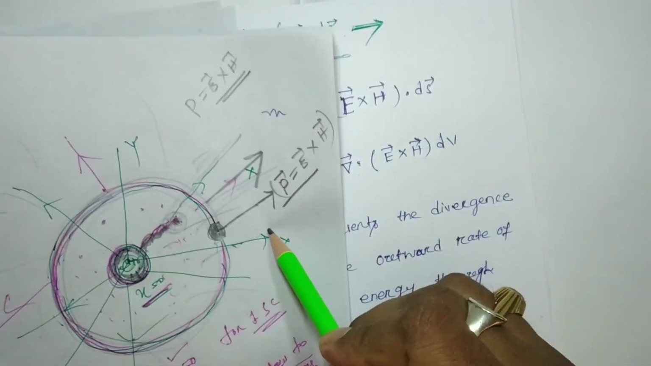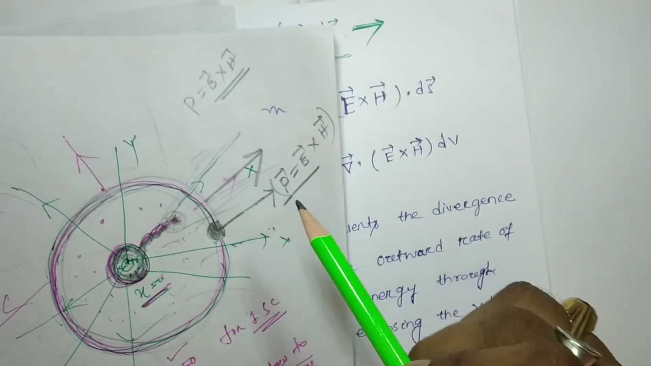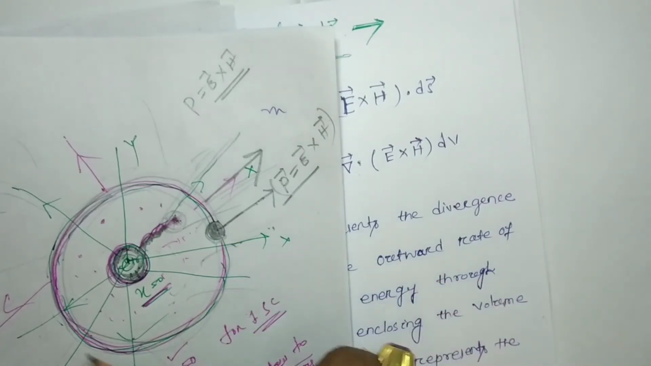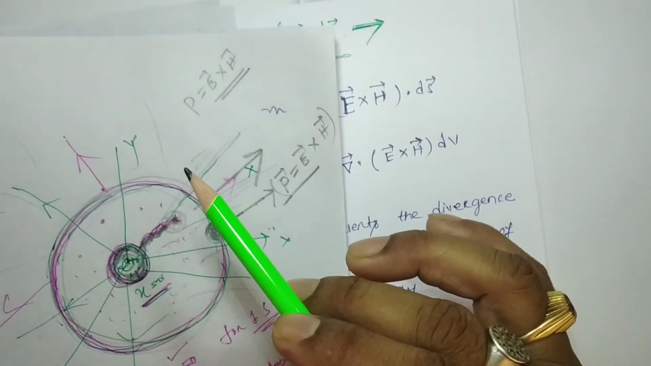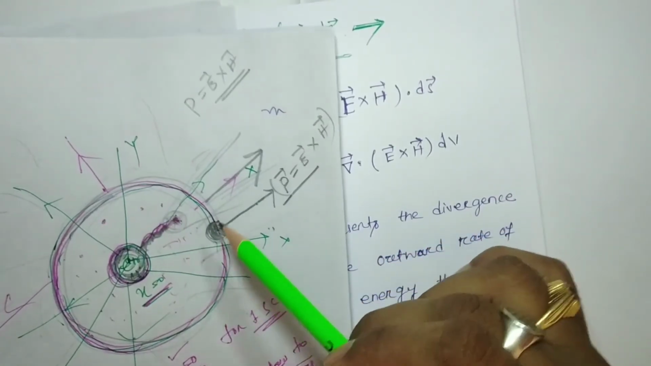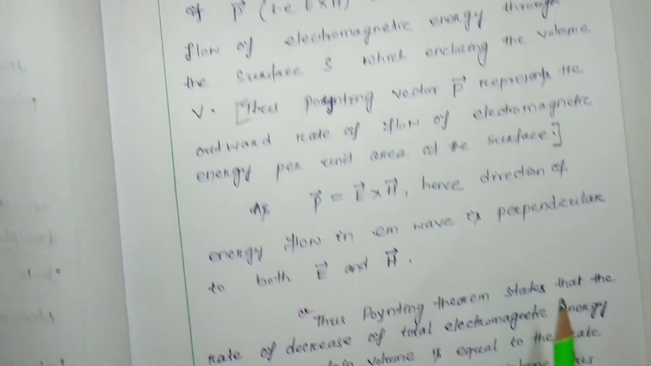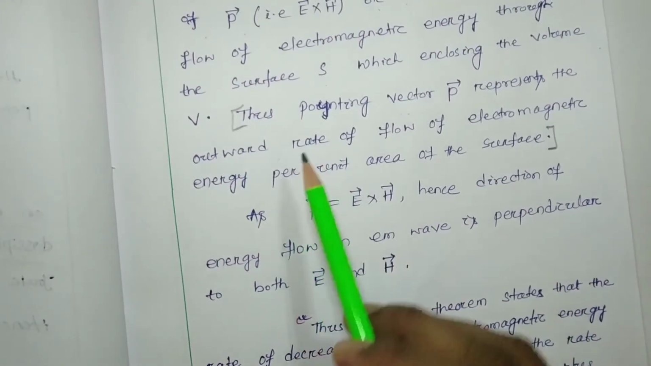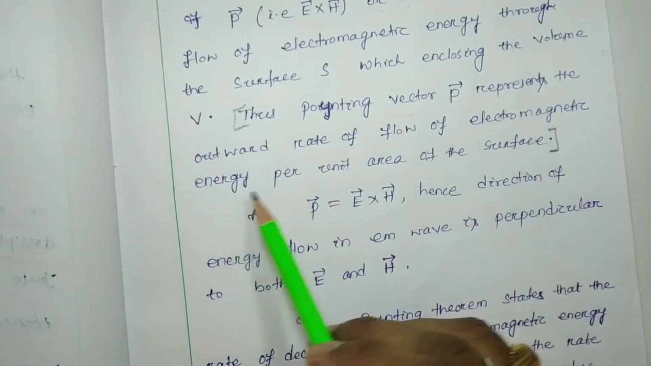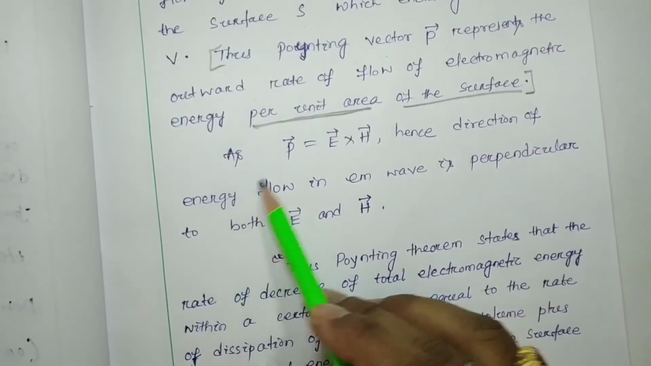So the physical meaning of Poynting vector is outward flow of electromagnetic energy per unit surface area, not the whole surface area enclosing the volume V. Through a unit surface area, how much electromagnetic energy is flowing out per second. Thus Poynting vector represents the outward rate of flow of electromagnetic energy per unit area of the surface, as P equal to E cross H.